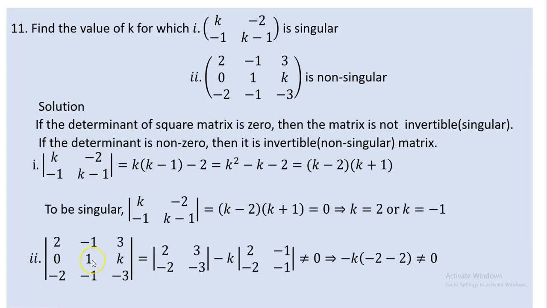So try to delete the row where 1 is obtained, and also the column where 1 is obtained. So the second row and the second column should be deleted. As you delete these entries, you are left with 2, 3, minus 2, minus 3. You see, students, 2, 3, and minus 2, and minus 3. So you are going to face this determinant.